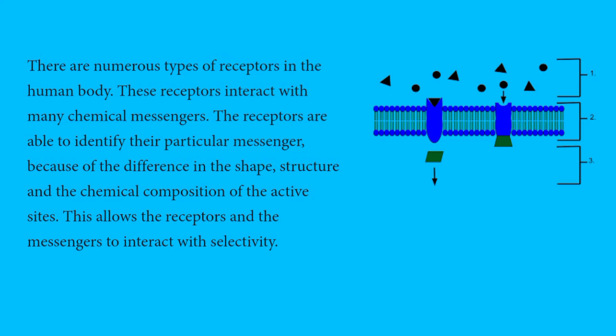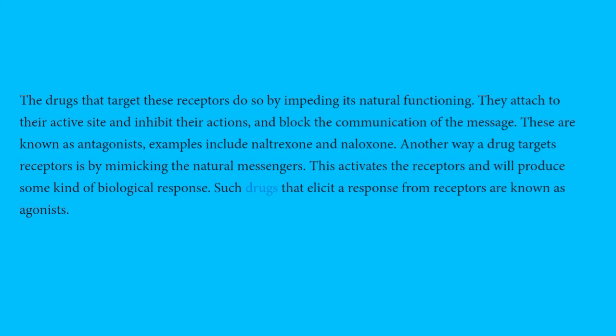This allows the receptors and the messengers to interact with selectivity. The drugs that target these receptors do so by impeding its natural functioning. They attach to their active site and inhibit their action and block the communication of the message. These are known as antagonists. Examples include naltrexone and naloxone.